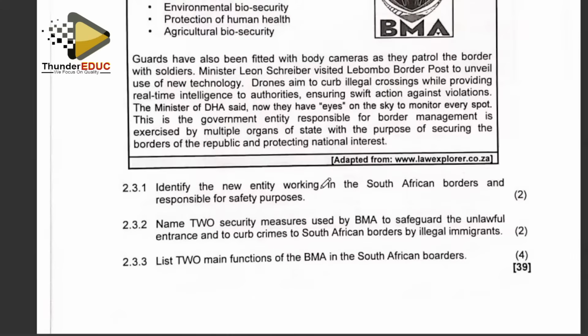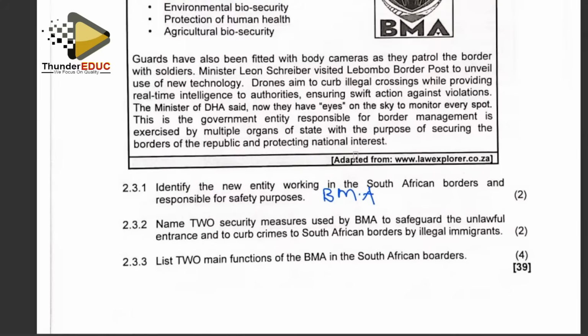Identify the new entity working with the South African borders and responsible for safety purposes. So this is simply BMA. It has been stated BMA, Border Management Authority, also accepted as an answer. Then 2.3.2: name two security measures used by BMA to safeguard unlawful entrance and to curb crimes at South Africa's borders and immigrants. So there are two things here.